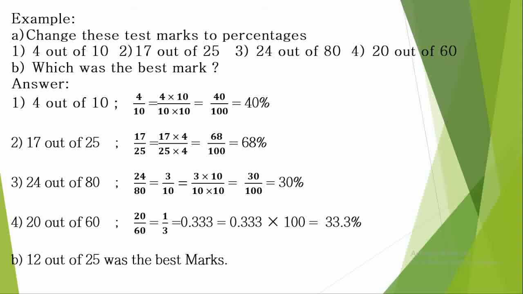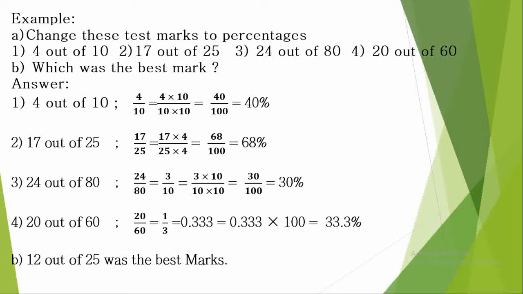The first one is 4 out of 10, which means 4 upon 10. We want denominator 100. Which number multiplied by 10 will give 100? It's 10. So multiply numerator and denominator by 10. 4 multiplied by 10 upon 10 multiplied by 10 is equal to 40 upon 100, which is 40%.